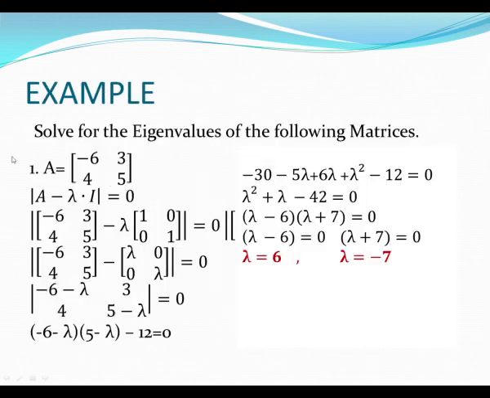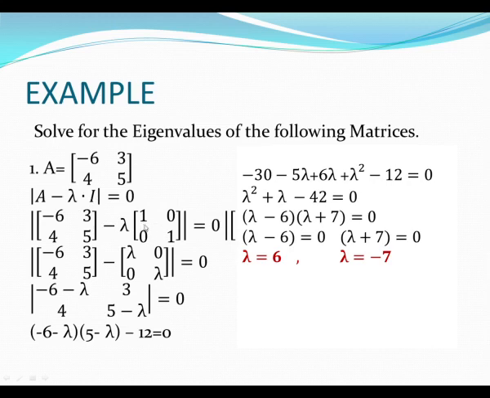Now for the given example here, we have to look for the eigenvalues. The given matrix is a 2 by 2 matrix whose elements are -6, 4, 3, and 5. Now we will use the characteristic equation here. So we have it here as the matrix A, with the elements -6, 3, 4, and 5. And then we have minus lambda multiplied by the identity matrix.